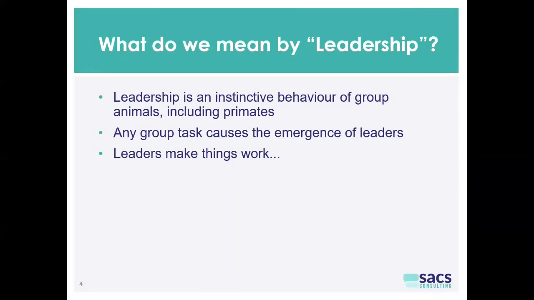Leadership is an instinctive behaviour of group animals, including primates. So there are leaders in amongst the world of primates, chimpanzees, gorillas and so forth, but also in amongst birds and other types of vertebrates. And one of the things that we know is that any group task causes the emergence of leaders. So leaders make things work.